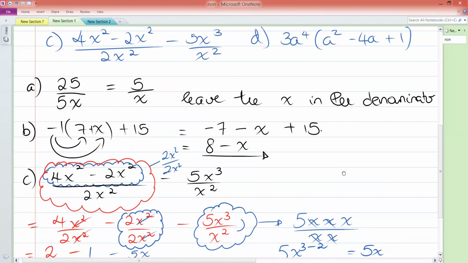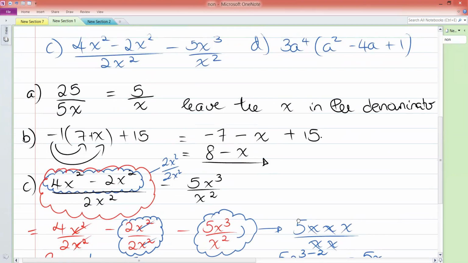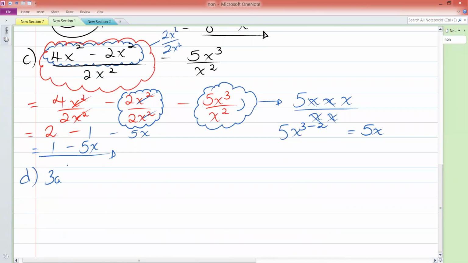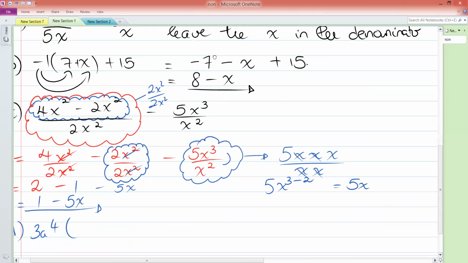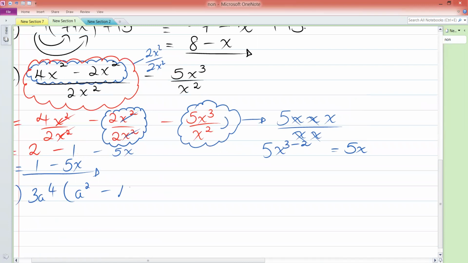Let's see what D is. D is another distribution type question. It is 3a to the power of 4 multiplied by... Okay, someone's in the waiting room. 3a to the power of 4 multiplied by 4a squared minus 4a plus 1. What do we do with these types of questions?